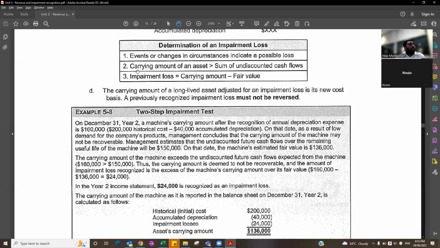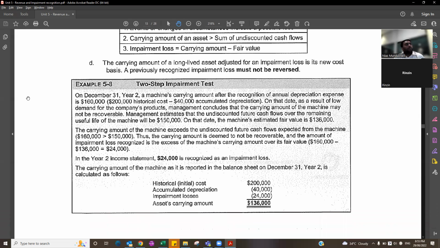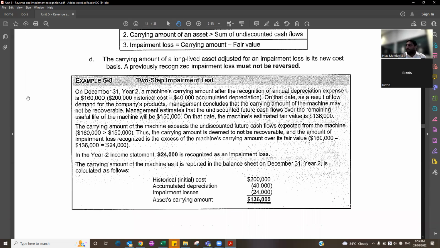Correct. Now, when I check the event is there, now what I will do is I will check whether the undiscounted cash flow is more than the carrying amount or not. If it is not more than the carrying amount, then I have to recognize an impairment loss. What is the impairment loss? That is the carrying amount minus the fair value. Now, the carrying amount of a long-lived asset adjusted for an impairment loss is the new cost basis. Okay, a previously recognized impairment loss must not be reversed.